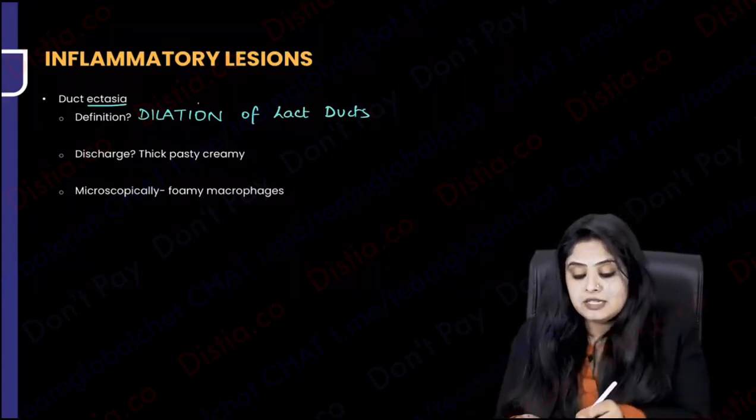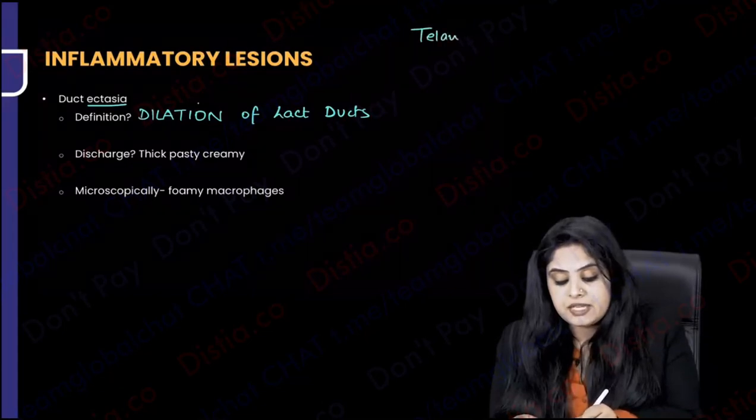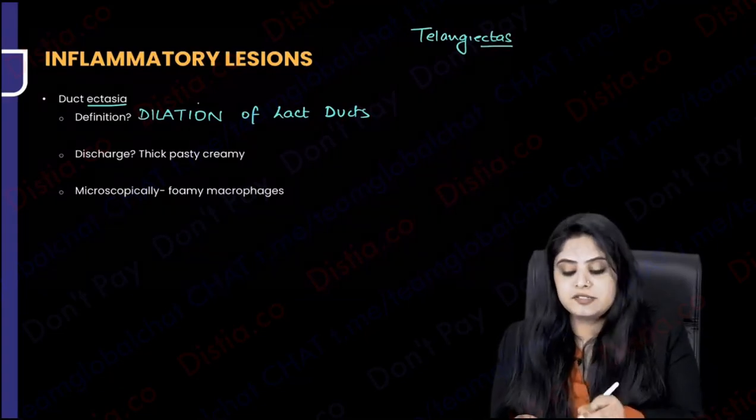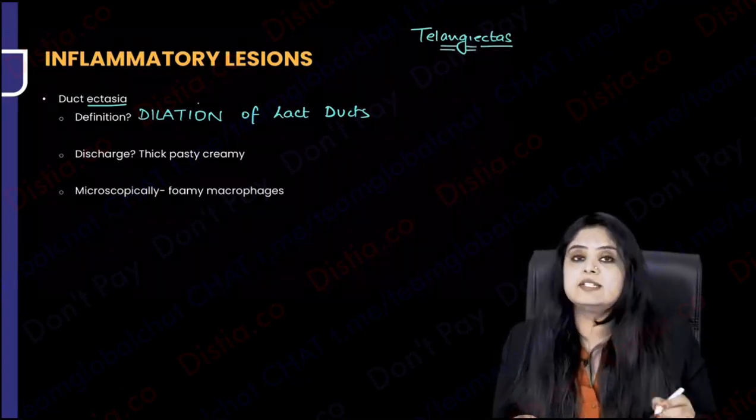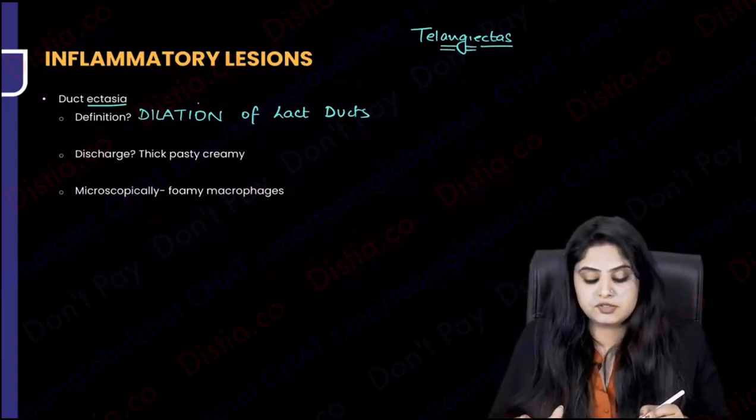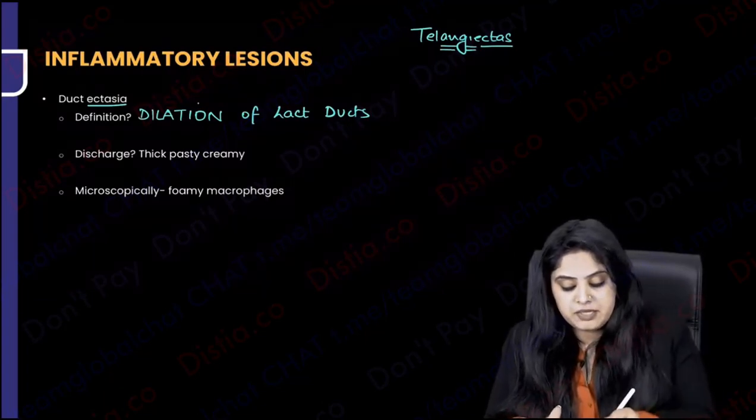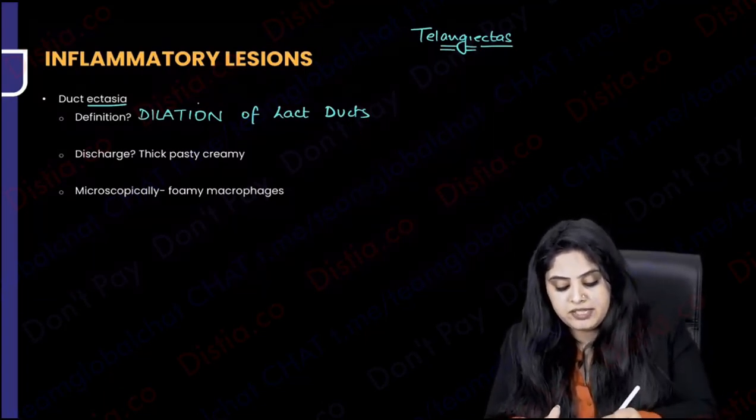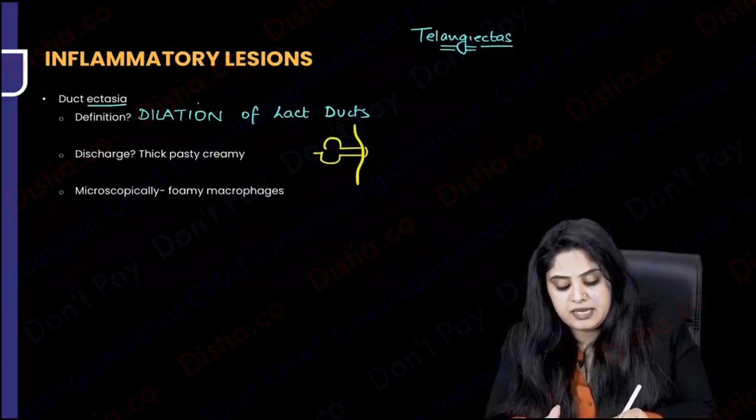If I had said something like telangiectasia, then what is getting dilated? Angio is getting dilated, the blood vessel is getting dilated. So there is some dilation that you would be noticing here. Okay, so now for example, again we draw the nipple areola complex and we get to know that there is some dilation that has happened in the lactiferous duct.